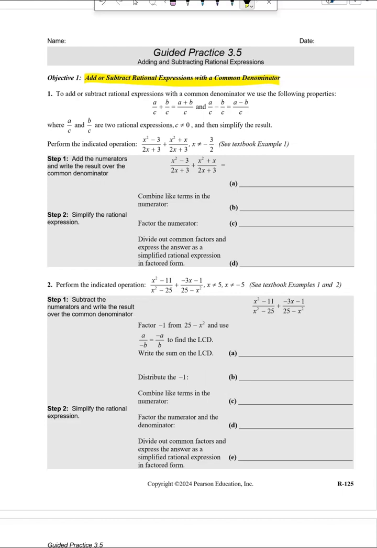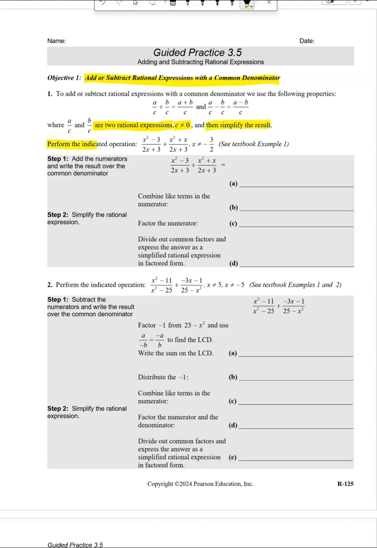So a over c plus b over c just equals a plus b over c. Same thing with subtraction, a over c minus b over c equals a minus b over c. So you can just use the same denominator once, and then combine the tops. That's what you do. Where a over c and b over c are two rational expressions, c can never equal 0, right? We know no 0 in the denominator, and then we simplify the result.